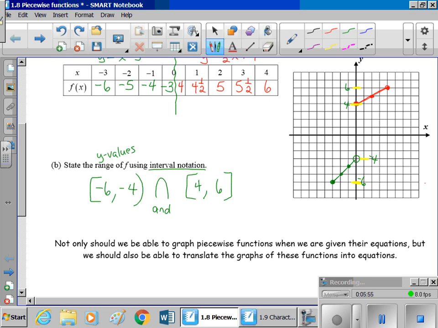Not only should we be able to graph piecewise functions when we are given their equations, but we should also be able to translate the graphs of these functions into equations. In other words, if I give you a piecewise function, you should be able to write it in the format that was given to us. So finish writing down and then meet me at exercise 2.